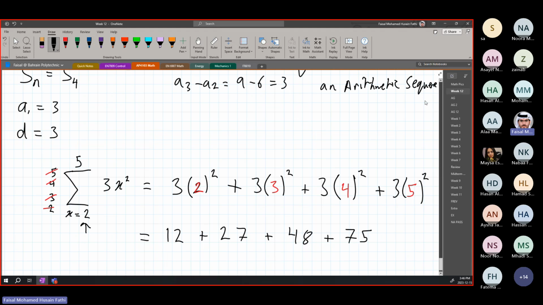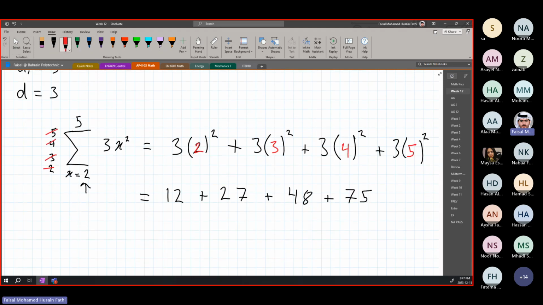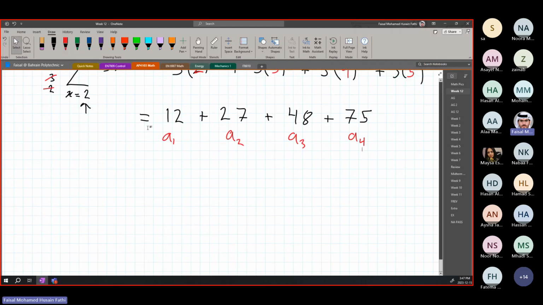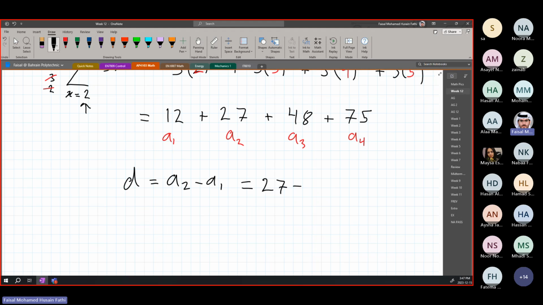Now notice something here. This is our a1, this is our a2, this is our a3, this is our a4. Is this an arithmetic sequence? Let's check. What is the common difference? a2 minus a1 is 27 minus 12, which is equal to 15.